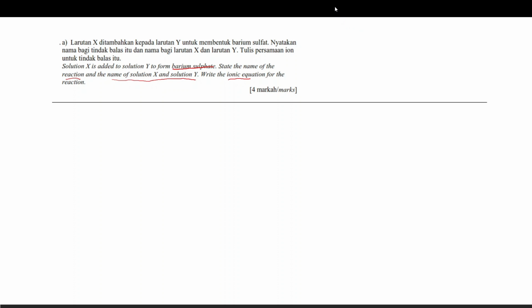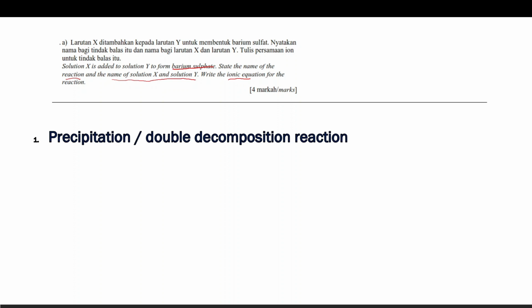First we need to mention the name of the reaction. Barium sulfate is an insoluble salt. To prepare an insoluble salt, the reaction is a precipitation reaction or double decomposition reaction. After that, you need to mention the names of solution X and Y. If you want to produce barium sulfate, solution X must contain the barium ions, and solution Y contains the sulfate ions.